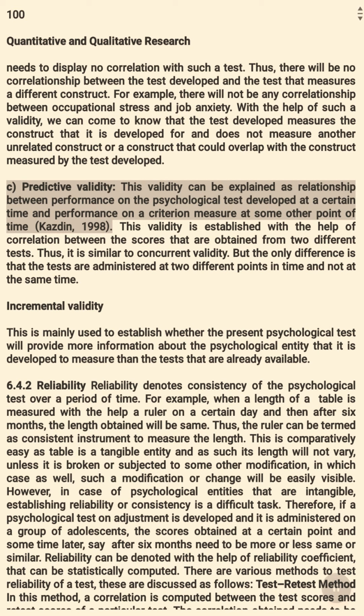C. Predictive validity. This validity can be explained as the relationship between performance on the psychological test developed at a certain time and performance on a criterion measure at some other point of time (Kaplan, 1998). This validity is established with the help of correlation between the scores that are obtained from two different tests. Thus, it is similar to concurrent validity. But the only difference is that the tests are administered at two different points in time and not at the same time.